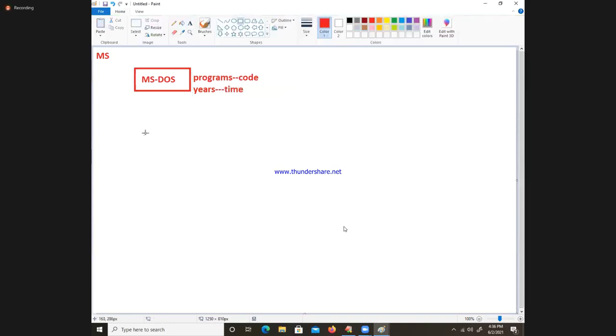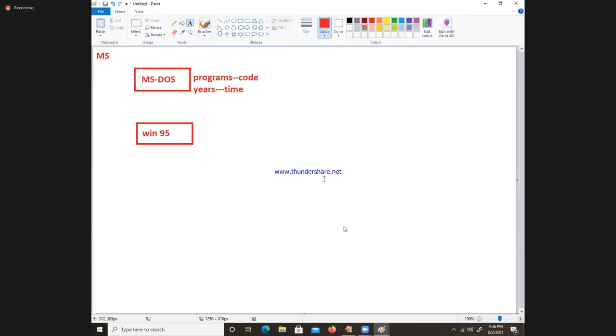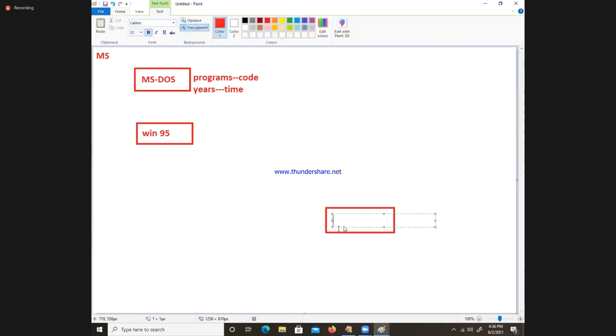Later on, another OS came after some years. Windows 95 came. It's a very old OS I'm talking about. Now it is Windows 10, which is what you are using. I will just write Windows 10 here, for example.